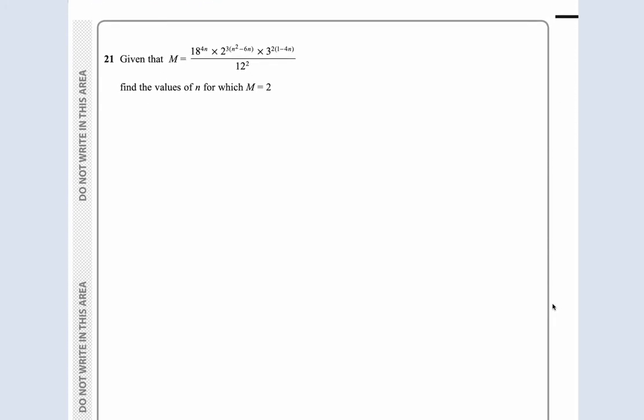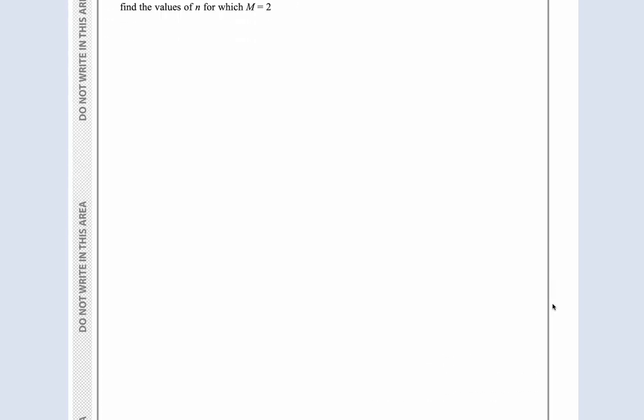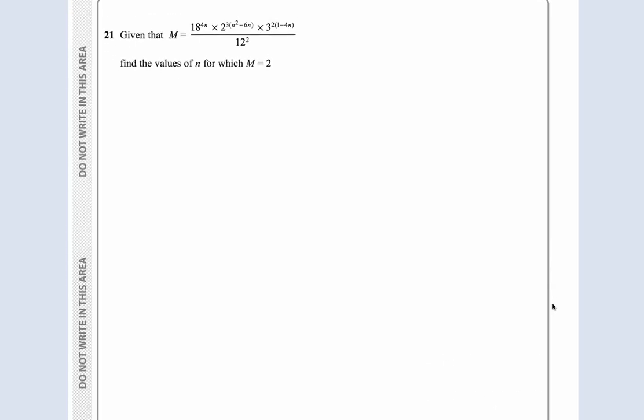Question 21, right? This looks hard and it's 5 marks. My word, right? Given that m is equal to this, find the values of n for which m is equal to 2, right? This is obviously, guys, a horrendous looking question. I've actually never seen anything like it in any of the past papers before, but that's what they do. They try to come up with new questions that you've never seen, so we need to figure it out. So the first thing is we need to solve this for when m equals 2. So basically we're going to make m equal to 2.